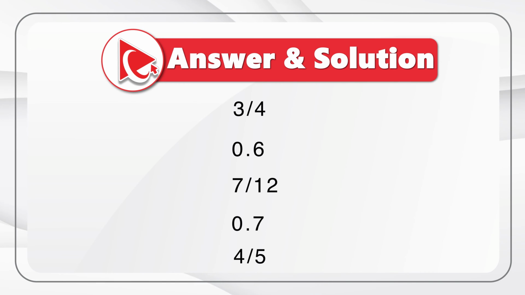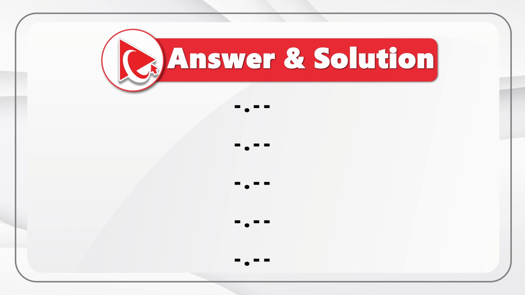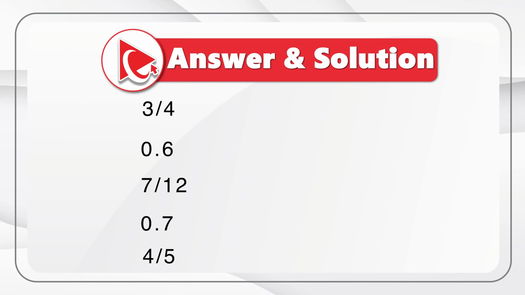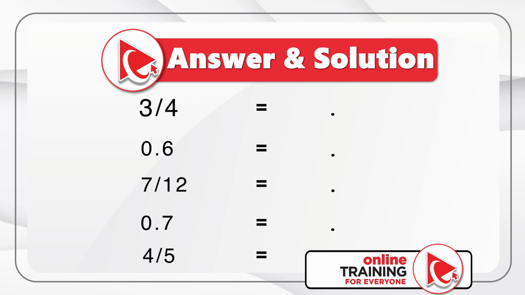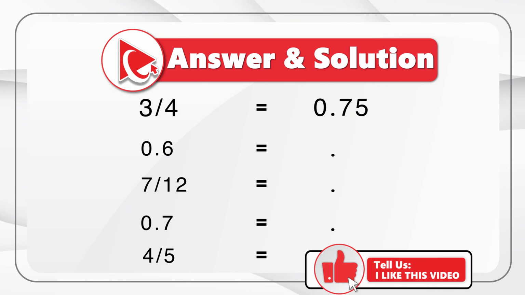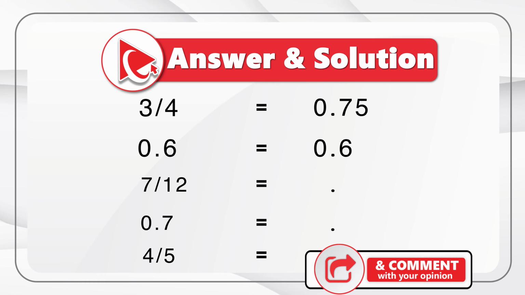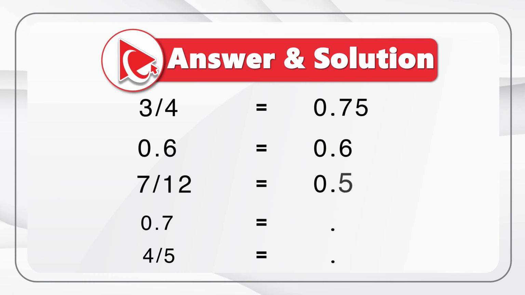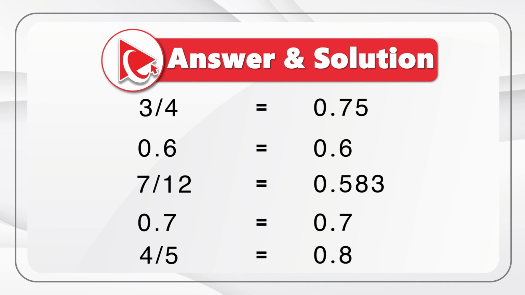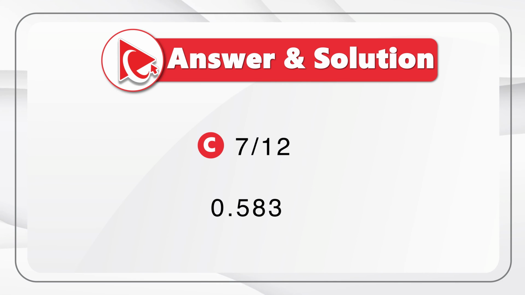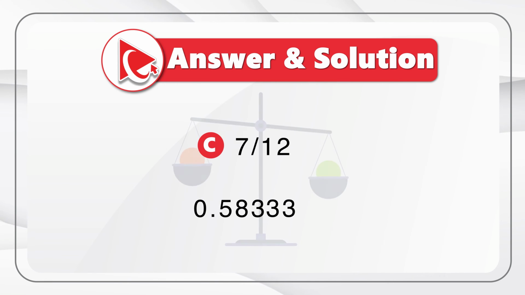To get to the correct answer, we need to convert all the values to the common format. You can convert all the values to decimals, or you convert all the values to fractions. It doesn't matter, but it has to be common. I chose decimal format. 3/4 in decimal is 0.75. 0.6 is 0.6. And 7/12 is 0.583. 0.7 has the same value, and 4/5 is 0.8. Now you can easily see that the smallest value is choice C, 7/12, which is approximately 0.58333.